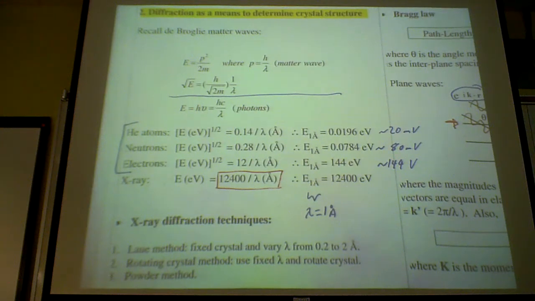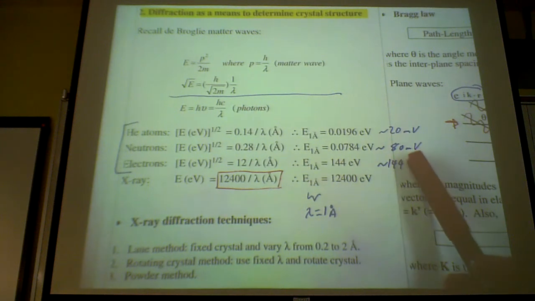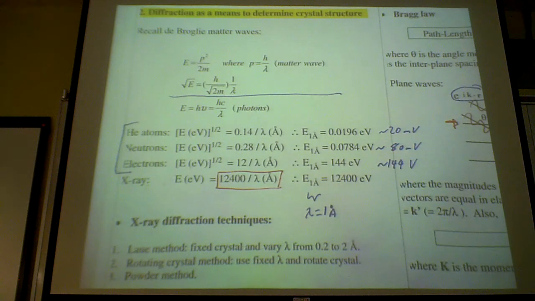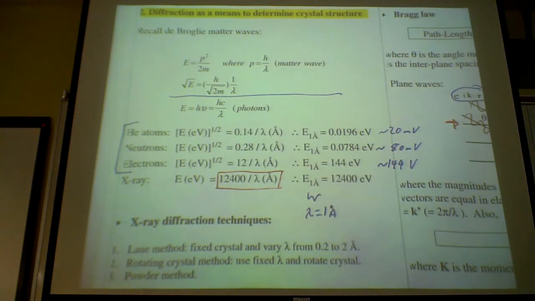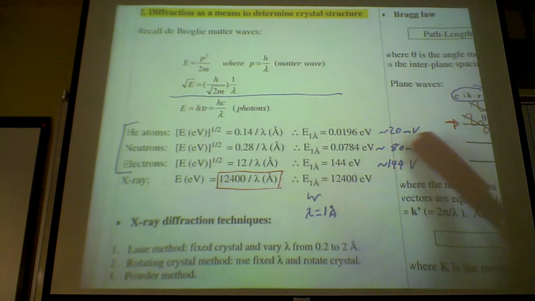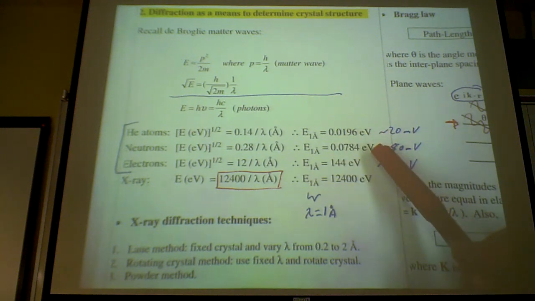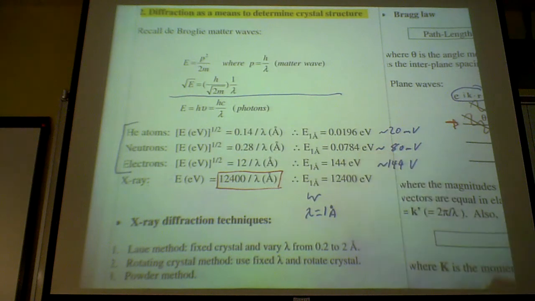In order to do that, you need only a very slow moving neutron beam, with energy less than 1 volt, less than 1/10 of a volt. In fact, it's only an 80 millivolt neutron beam. If you can create an 80 millivolt neutron beam, you would have a matter wave of roughly 1 Angstrom, and that is very nice for probing the material. That's why people use neutron scattering to find out the structure of bulk material.